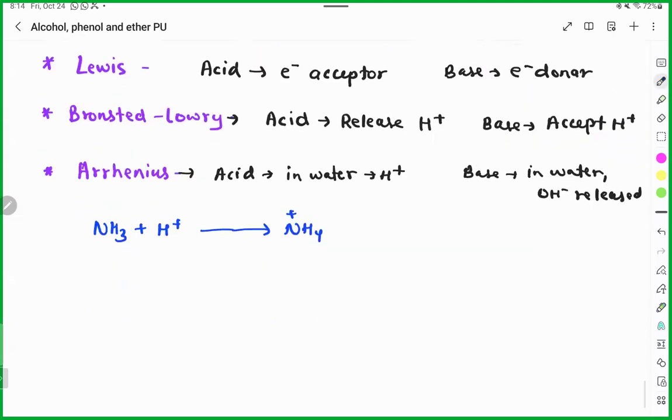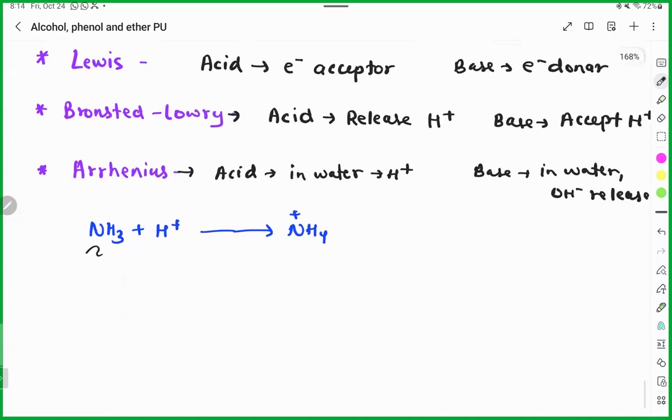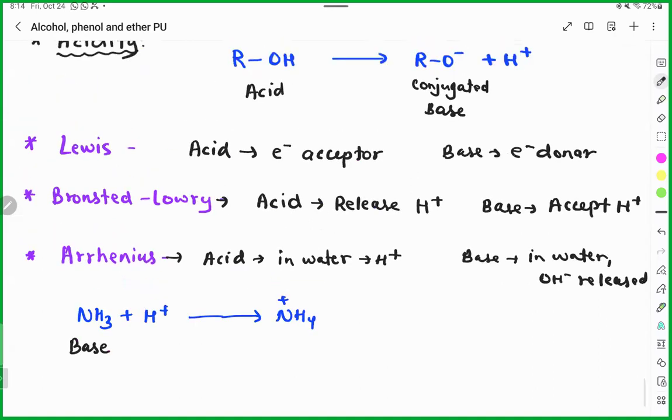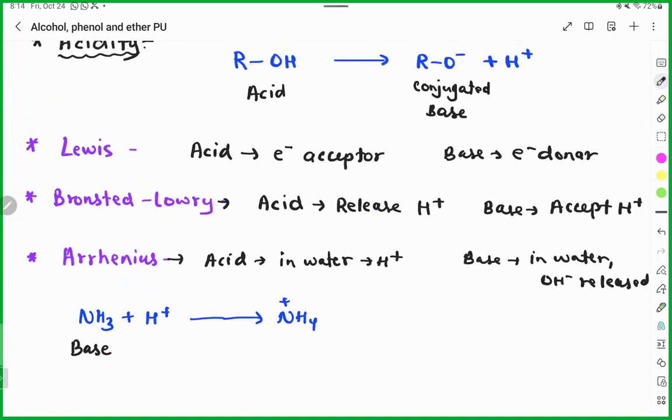Sir, it's base. It accepts a positive ion and it is a base. So this is based on the Bronsted-Lowry concept. So this is given where exactly? It is given in chemical bonding, as well as you study this in ionic equilibrium. You also study it in the gas state sometimes.